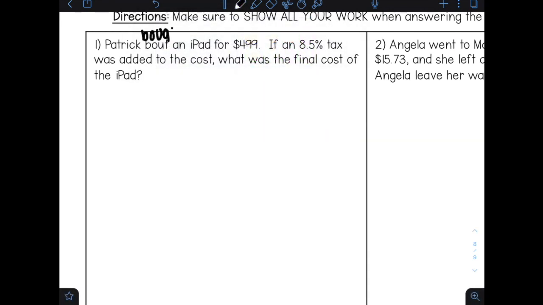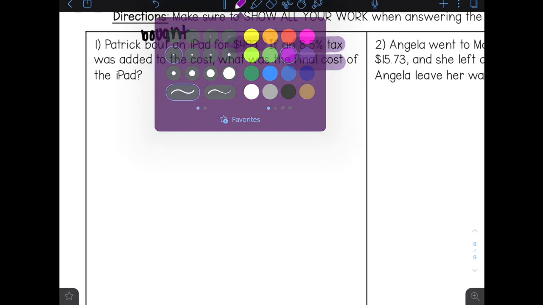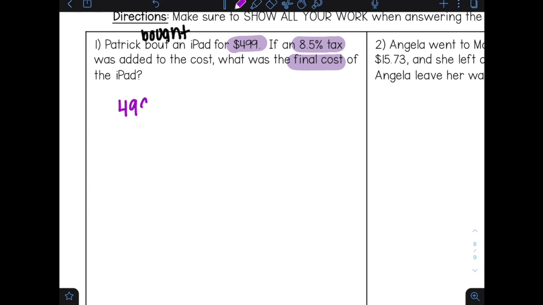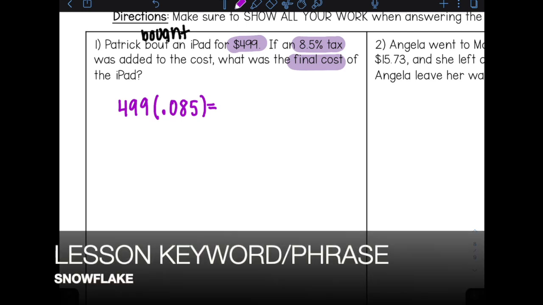So it's about an iPad for $499. That's important. With an 8.5% tax, you want to know the final cost of the iPad, including your tax. So here we have $499. You're going to multiply by the decimal 0.085, and you're going to get your tax amount, and that's going to be 42.415. And you want to remember always to round at the end.